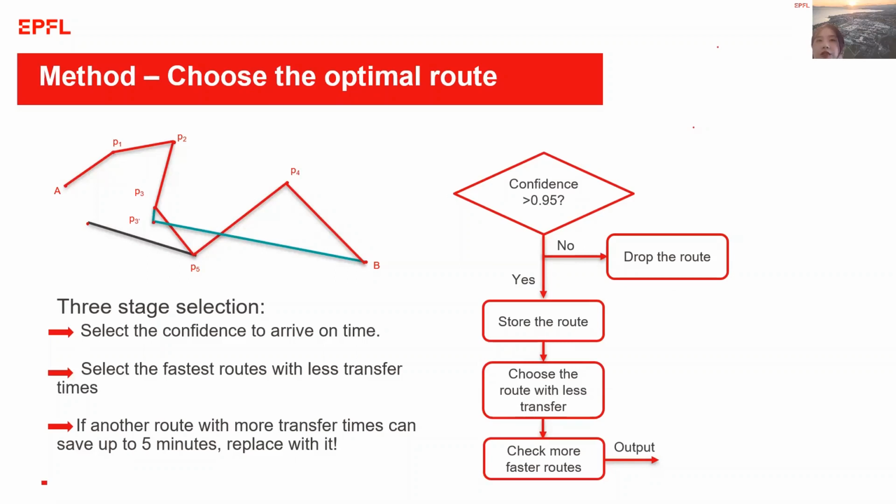First, we select on the confidence of arrival time. The routes with probability of on-time arrival exceeding 95% would be chosen. Then we select the fastest routes with fewer transfers. But if another route with more transfers can save up to 5 minutes, we would replace it with that one.